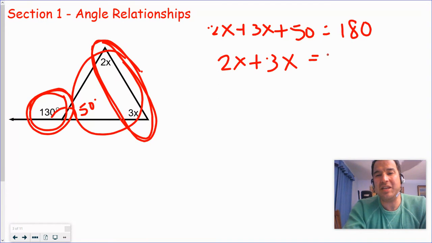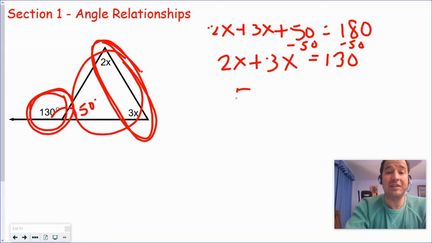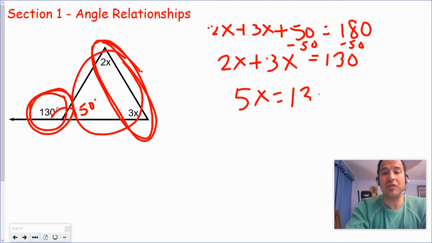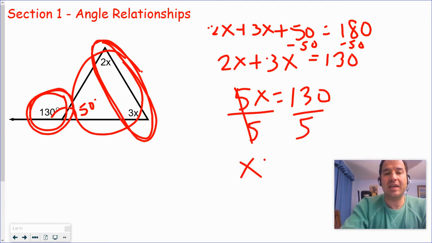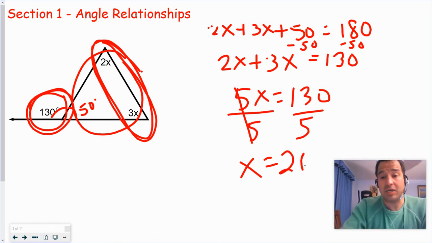2x plus 3x equals 130, which, by the way, was the same thing as if you would have subtracted 50 from here from both sides. See that? See how I showed that? I like that. So then 5x equals 130. Divide by 5, and x equals 130 divided by 5, which is 26 degrees.